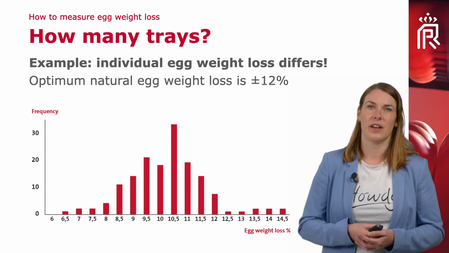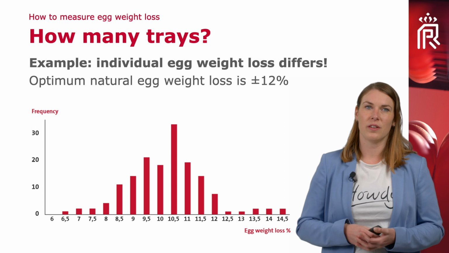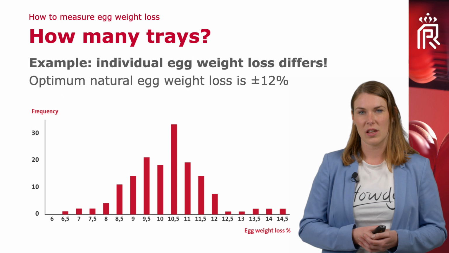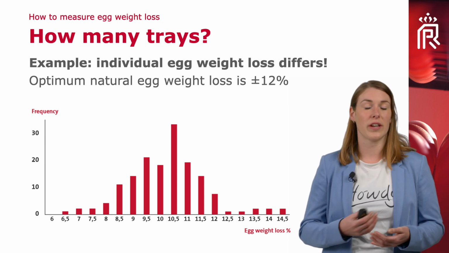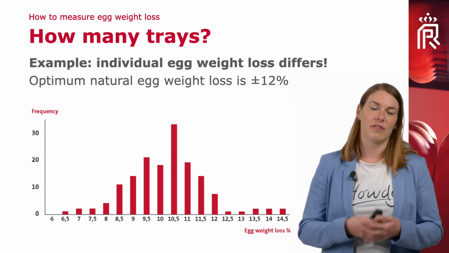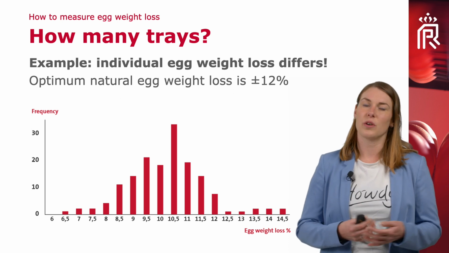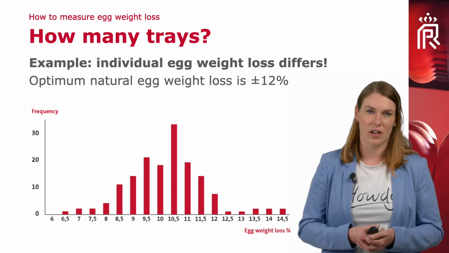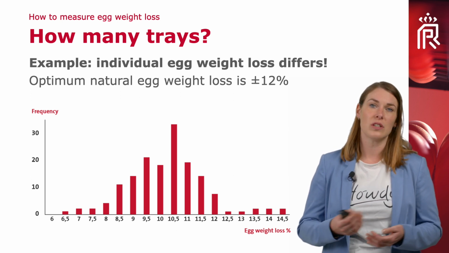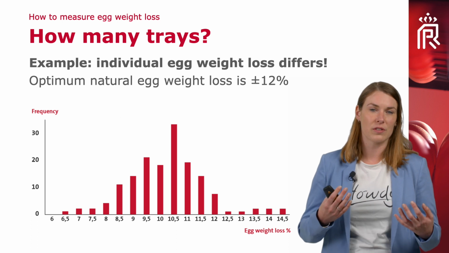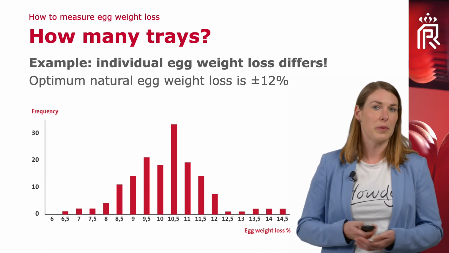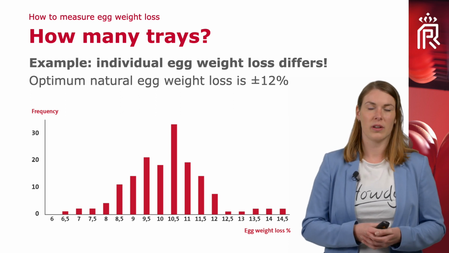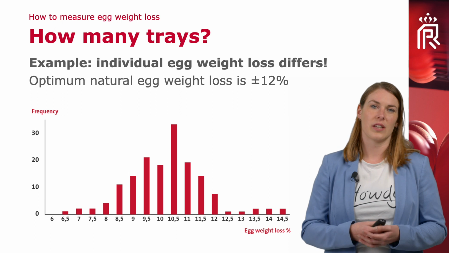We see here a trial done to see the weight loss of multiple individual eggs. And one thing that strikes me immediately is that there is a very large difference. We see in this graph eggs that are losing 6.5% weight loss. We also see 14.5%. So the difference in egg weight loss is actually pretty big. Though we still say, and I actually mentioned it before, that the optimum is 12.